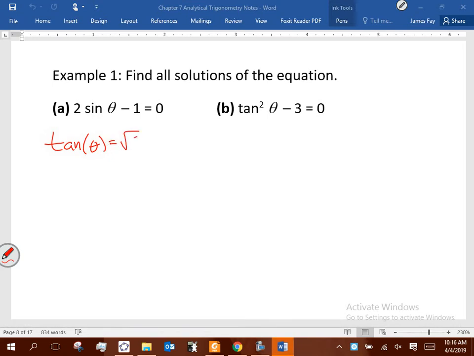So I separate it. I think that's the best thing to do, so that you remind yourself that there are solutions that are going to come from the root 3, and there are also solutions that are going to come from the negative root 3. Okay? I think if you leave them together as just tangent theta equals plus or minus root 3, you lose that kind of identifier that you're going to have multiple solutions from both.